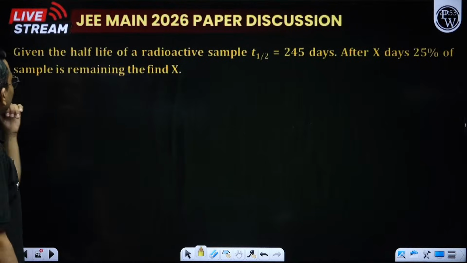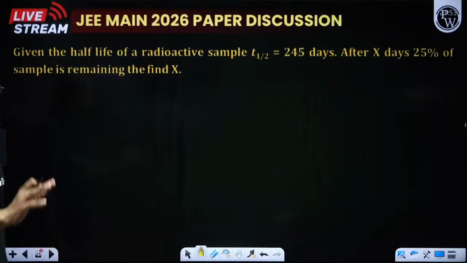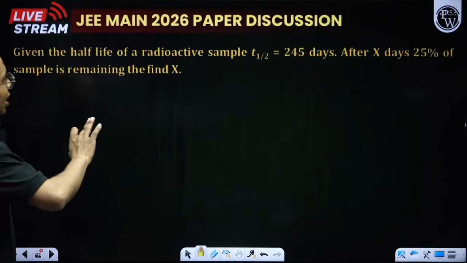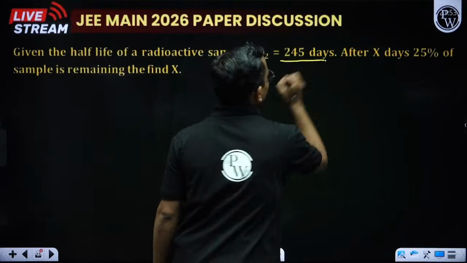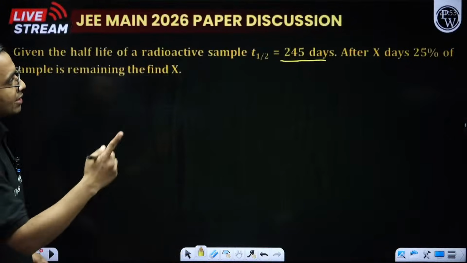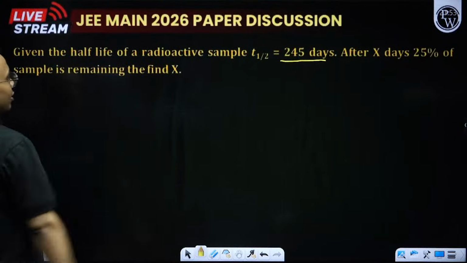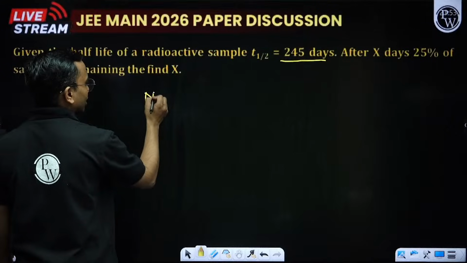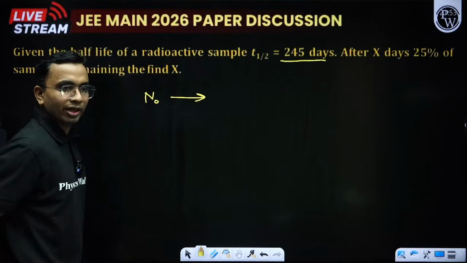Now let us do this. Although this question seems to be very simple, the half-life of the radioactive sample is 245 days. After X days, 25% of the sample remains. Now let us take N naught. So in one half-life, yeah.